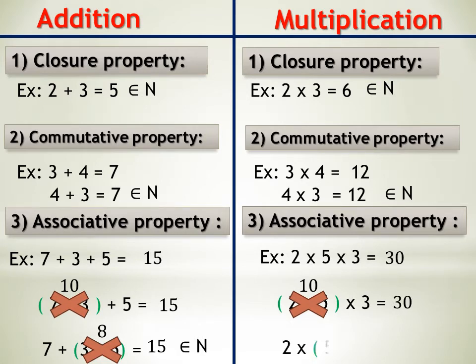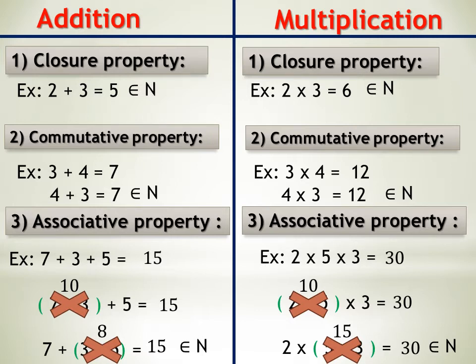The same answer. So let's put here 5 and 3 in brackets. So 2 times (5 and 3). Here 5 times 3 is 15. So 2 times 15 is 30, the same answer. And the answer here is a whole number, so it belongs to N. So the associative property is right under multiplication. So in addition and multiplying, all the properties are right.